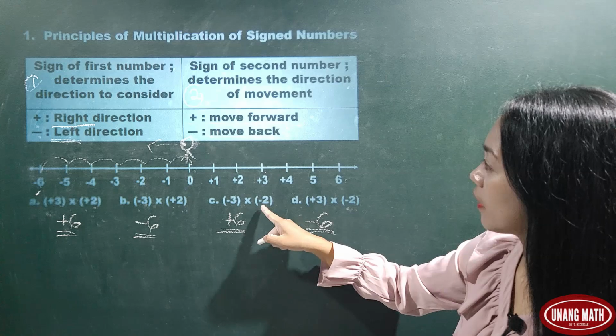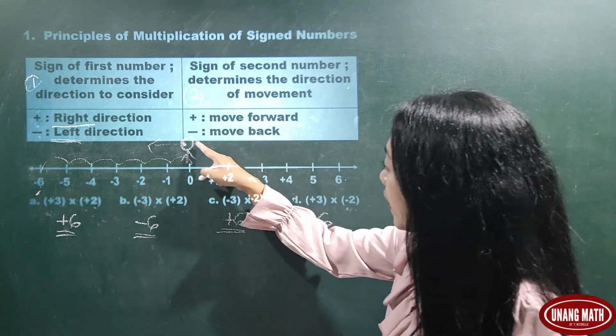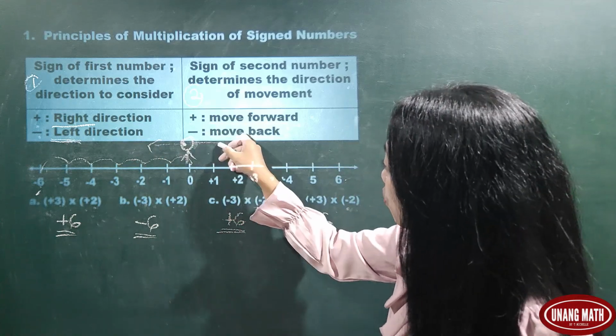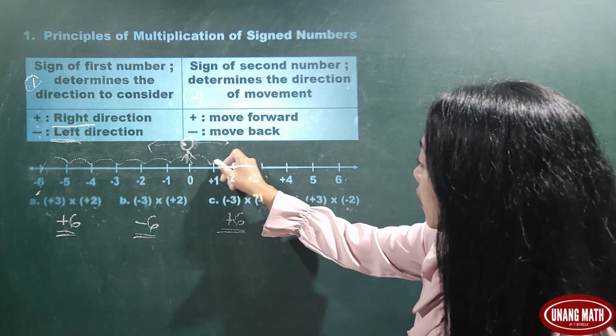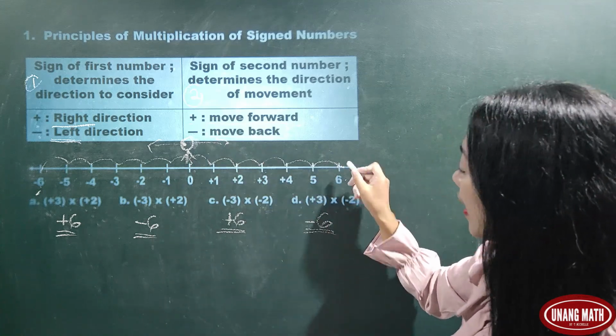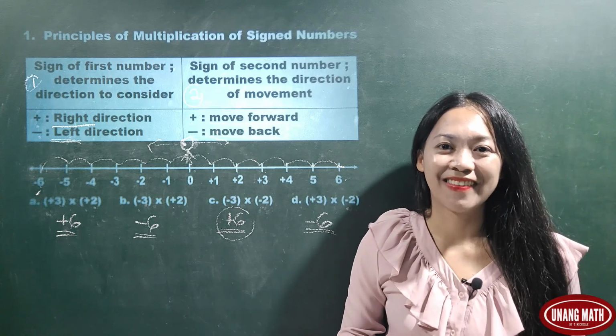Now, the sign of the second number is also negative. That means we need to move back. We will not move forward, but we need to move back. How many times? 3 times 2, 6. So 1, 2, 3, 4, 5, 6. That's why our answer is positive 6.